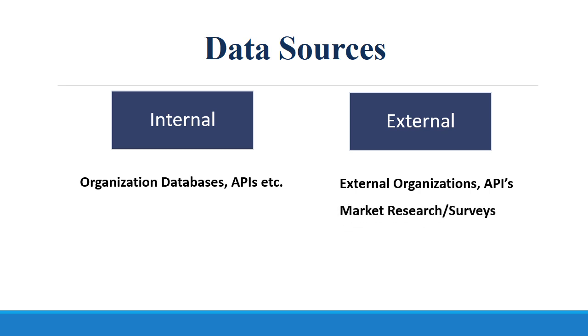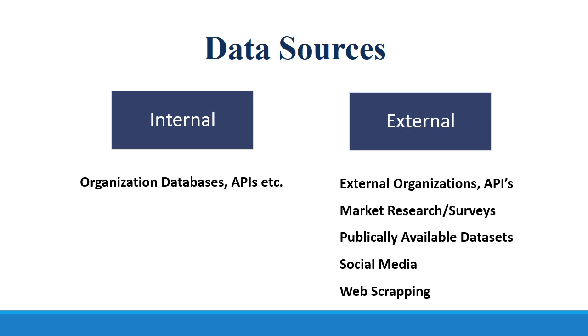There is another method that is called market research or surveys, where you create a questionnaire and send it to hundreds of thousands of people and then collect the data through it. You can also collect the data from publicly available platforms like Kaggle and UCI. Social media data could be collected through the APIs that they provide, like Twitter, Facebook, LinkedIn. Another method is called web scraping, where you collect the data from the page source, that is HTML, of a website. In this course, we will be focusing on publicly available datasets and web scraping.